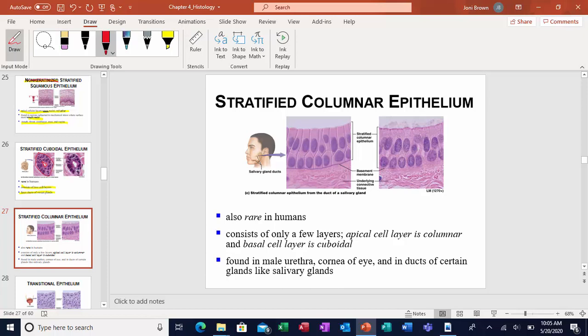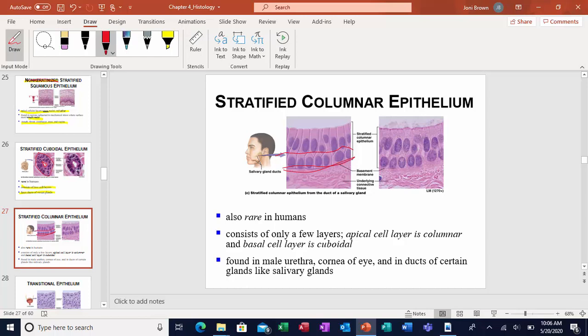Stratified columnar, again, is rare for humans. It is a tall, thin cell. And it has layers at the bottom. See, here's the basement membrane. And layers at the bottom right here, they are more cuboidal shaped.